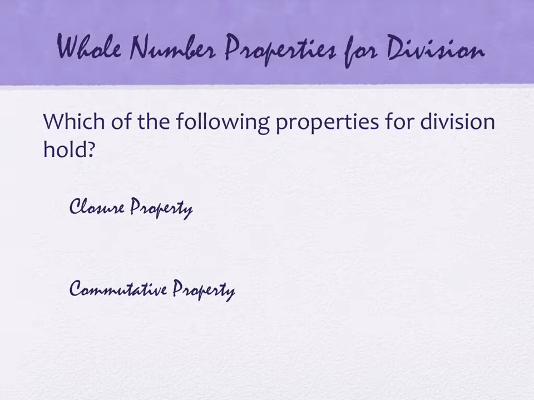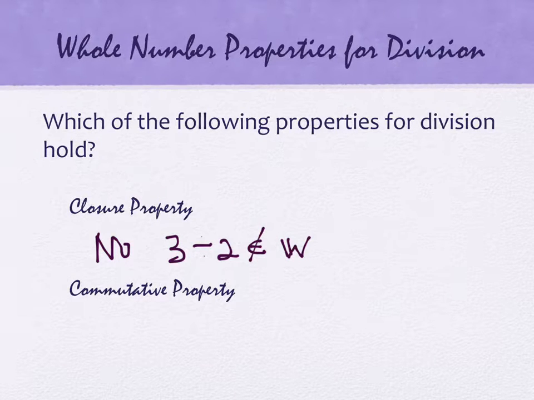No. Can you give me an example? 3 divided by 2. We'll write it this way: 3 divided by 2 is not an element of the whole numbers. Agreed? So it's not closed. So this property does not hold.